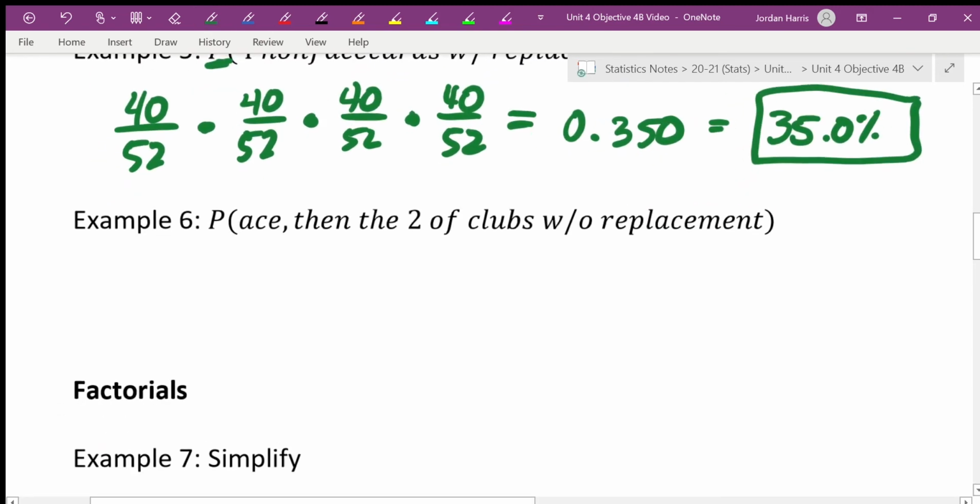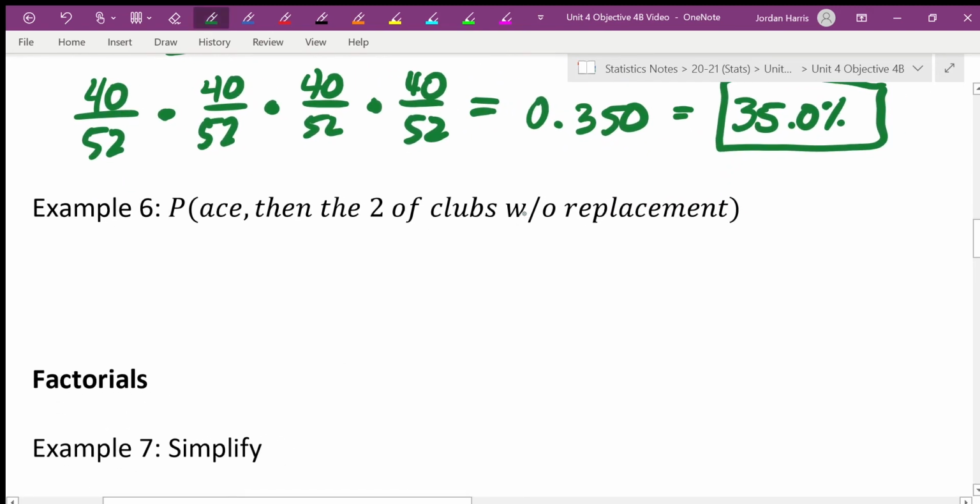All right, example 6, we're throwing you for a loop. It's without replacement now. Okay, what is the probability that I'm going to draw an ace, then the 2 of clubs, without replacement? Okay, so ace, the first card, without replacement doesn't matter for the first card, right? I have a full deck of cards at this point. There's 4 aces in my deck of cards out of the 52. Done. 4 out of 52.